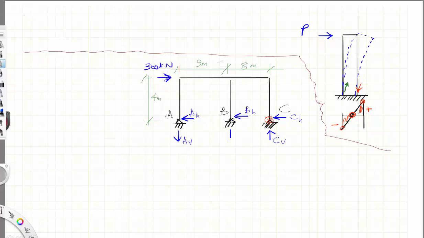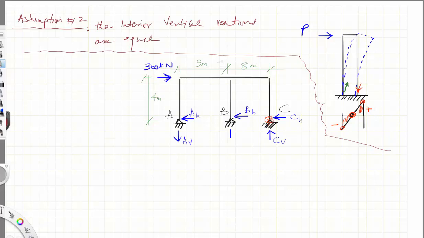The assumption, assumption number 2, is that the interior vertical reactions are equal to 0.